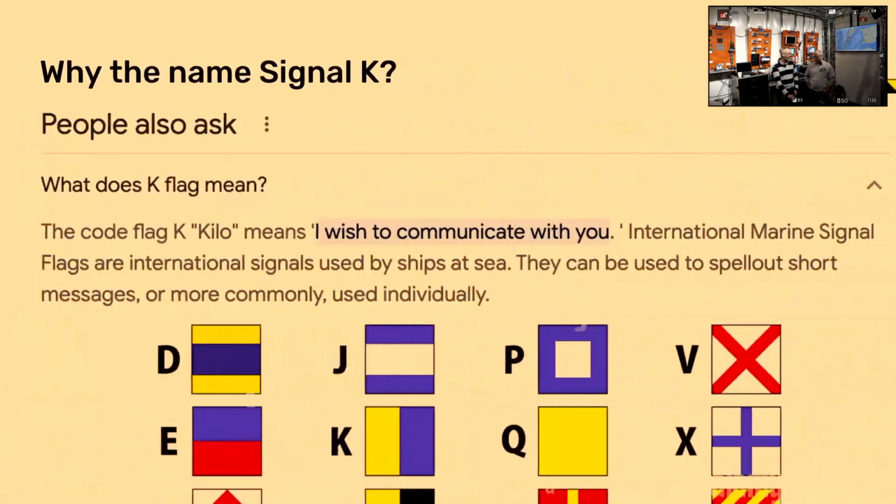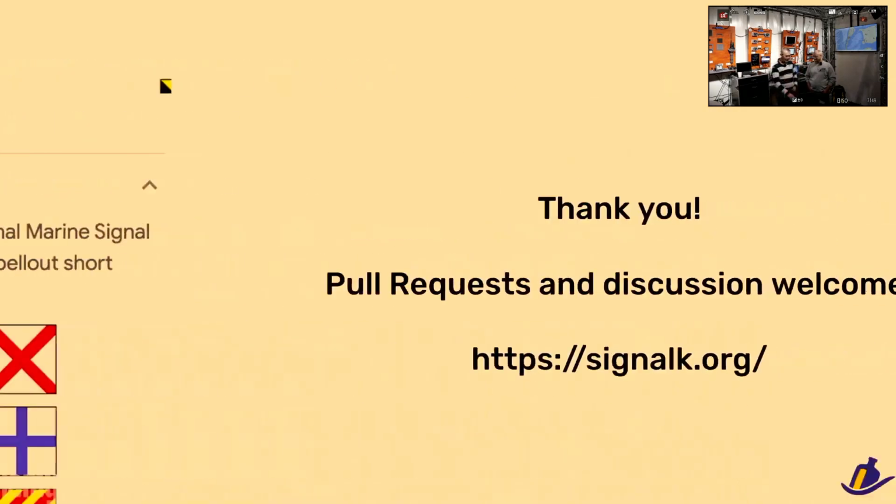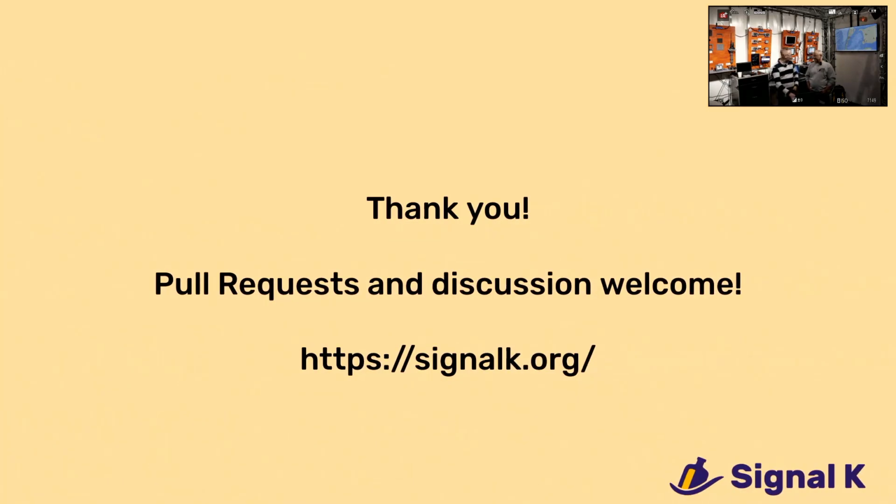And people often ask, why the name Signal K? Signal K is the old signal flag, whose meaning is "I wish to communicate with you," and that's the idea with Signal K. We want to be an open system that makes data interchange easy, and systems can talk to each other. I think I've exhausted my presentation.